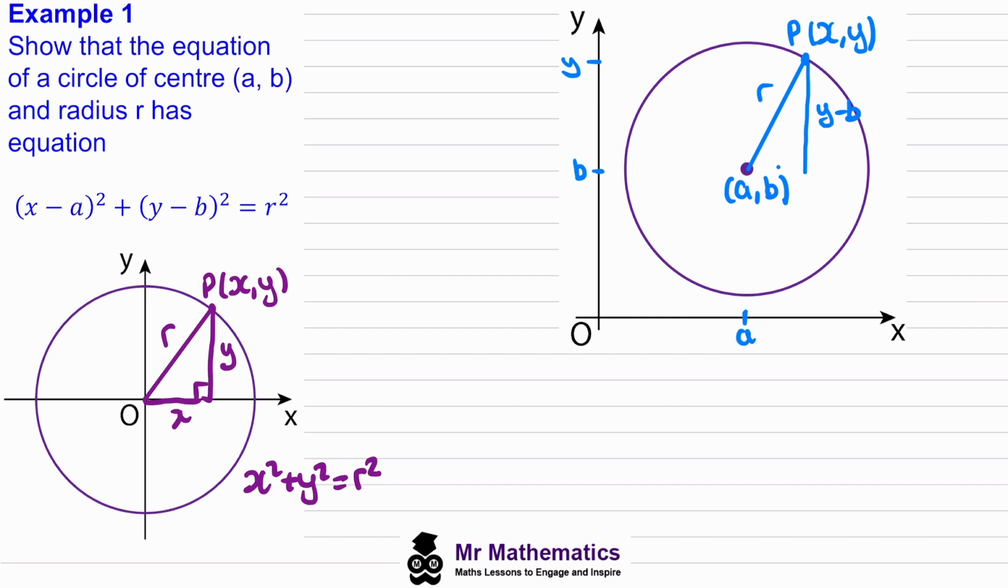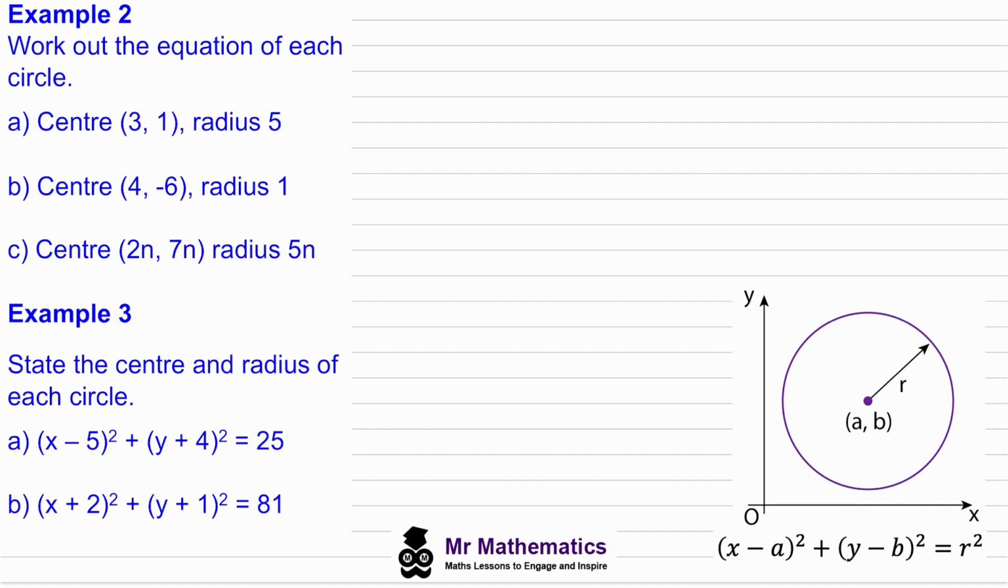And the adjacent length of our triangle will be the x value, so this length minus this length, which we'll call x minus a. So again, using Pythagoras' theorem, we know (x minus a) all squared plus (y minus b) all squared will equal the radius squared. And this is the general equation for a circle whose centre is not at the origin. And we'll be using this equation as we progress through the examples in the video.